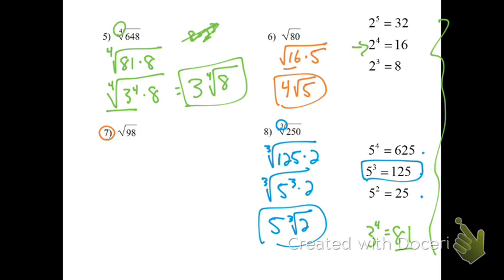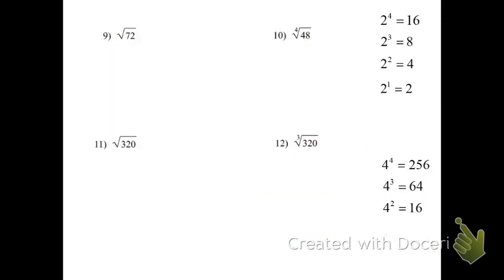All right, those 4 done. Next up, we have a square root here. I'm going to give you a hint on this one. It's the same thing as 36 times 2. You keep going after that. Then on number 10, 4th root. So this is the same thing. Look right here.